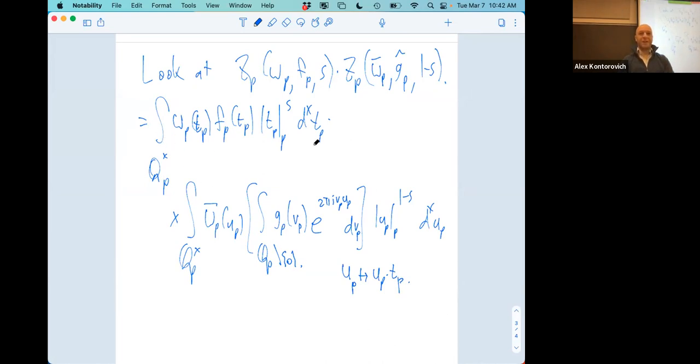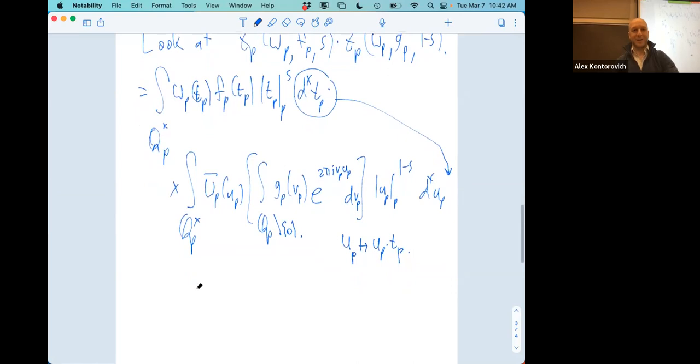Okay, so for fixed t_p, let's move this all the way here so that the integral, this big integral, is inside there. So for a fixed value of t_p, I can make a change of variables: u_p goes to u_p times t_p. You're doing a change of variables in u. This is Haar measure, so that's not going to change anything here. Let me not do it all at once. Let me keep track of what I'm doing. So ω_p of t_p, f_p of t_p, t_p to the s, you'll see in a second.